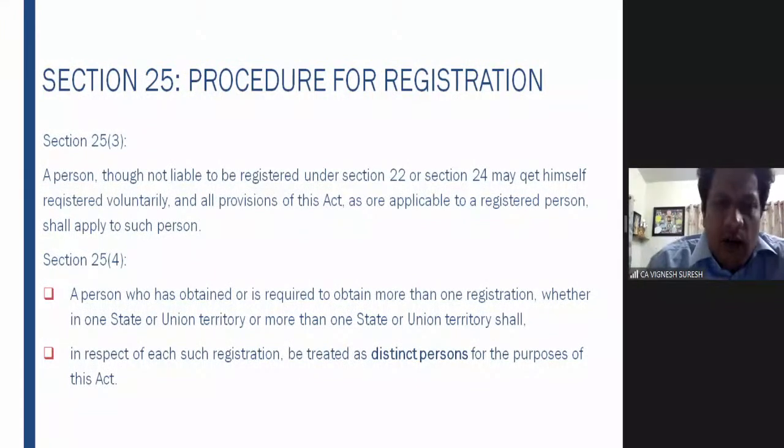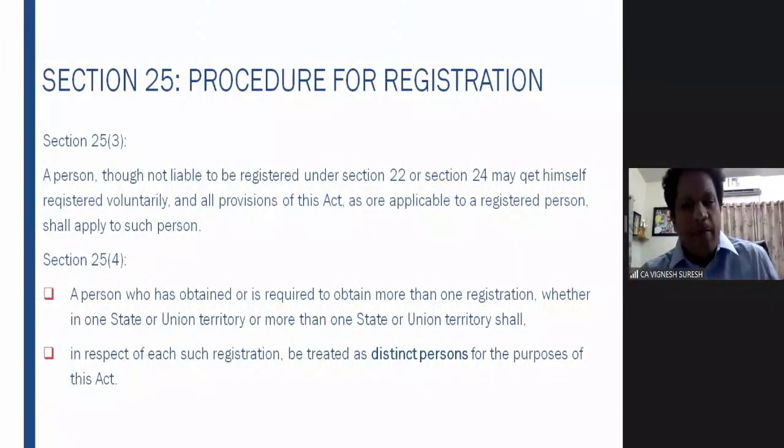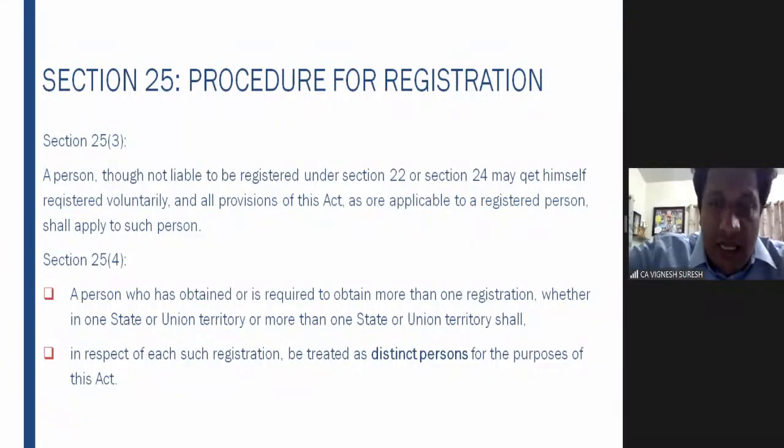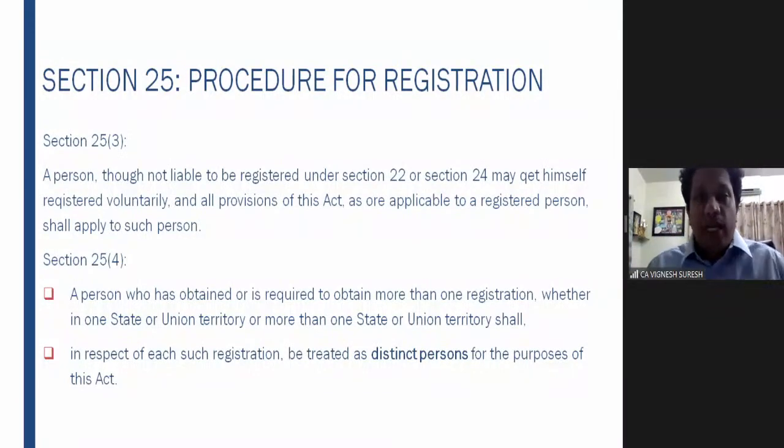A person who has obtained or is required to obtain more than one registration, whether in one state or union territory, or more than one state or union territory, shall, in respect of such registration, be treated as distinct persons for the purposes of this Act. That means what? Now, one person is there. He has obtained more than one registration. He has businesses in more than one state. So in that particular situation, he has to get himself different GST registrations. In one state, one GST registration is required. In another state, another GST registration is required. So in this situation, he shall be treated as distinct persons.